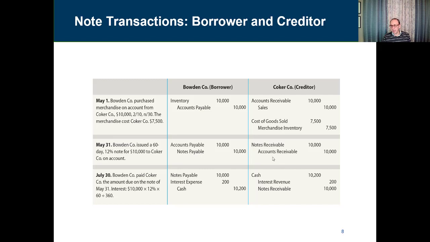The same idea would happen to the creditor. They're going to cancel the accounts receivable by crediting the accounts receivable, and instead they're going to debit that new asset, which is the note receivable, for the same value, $10,000.